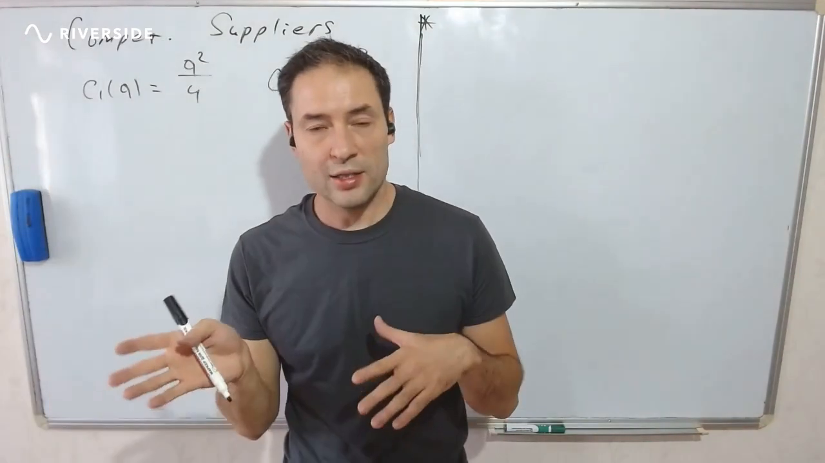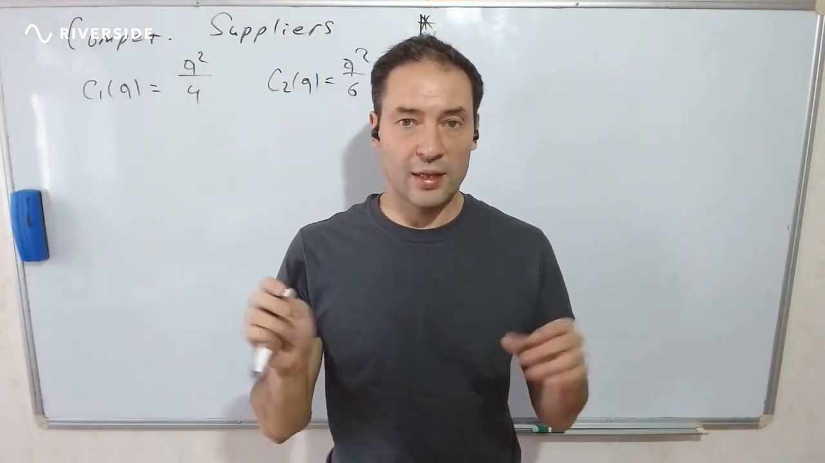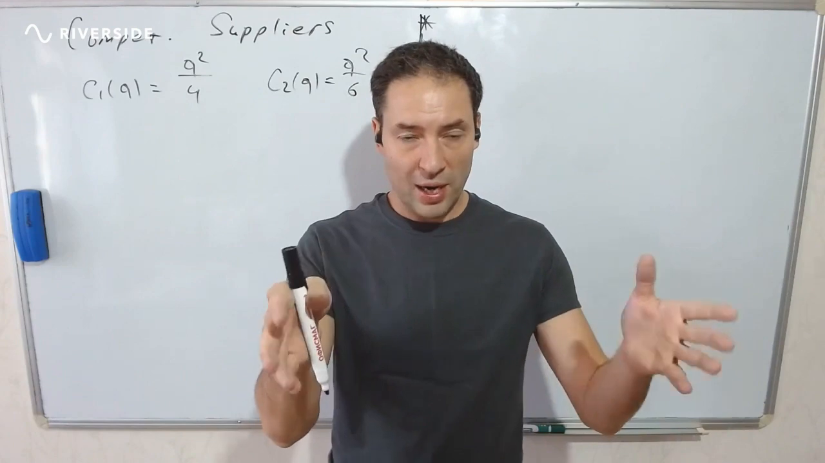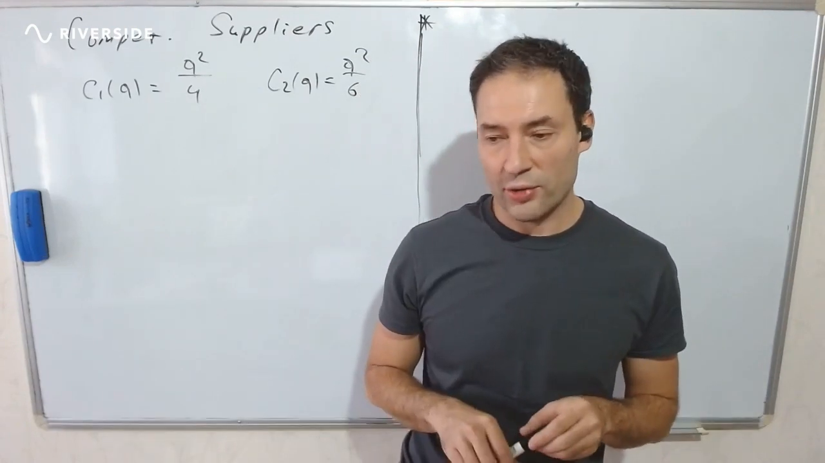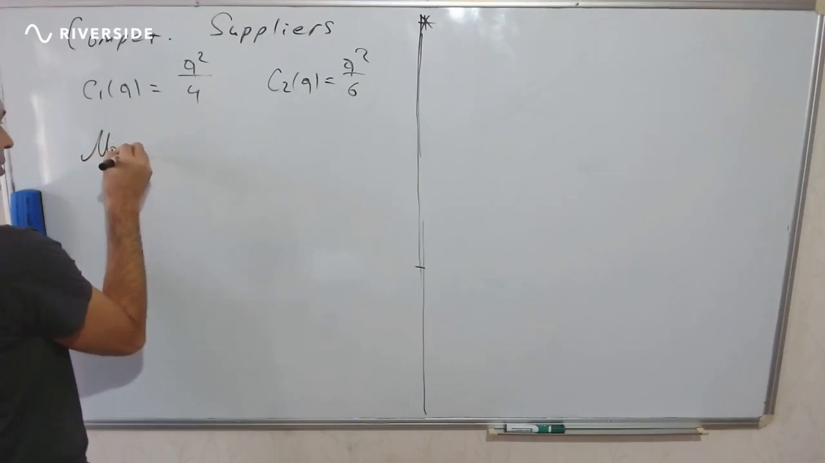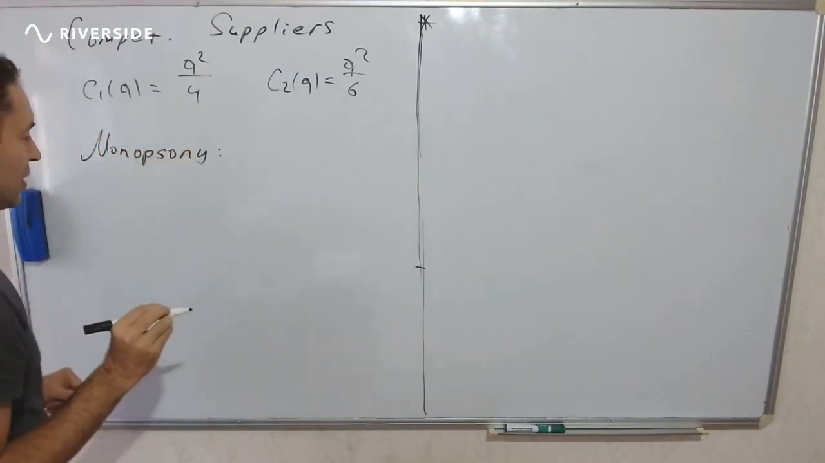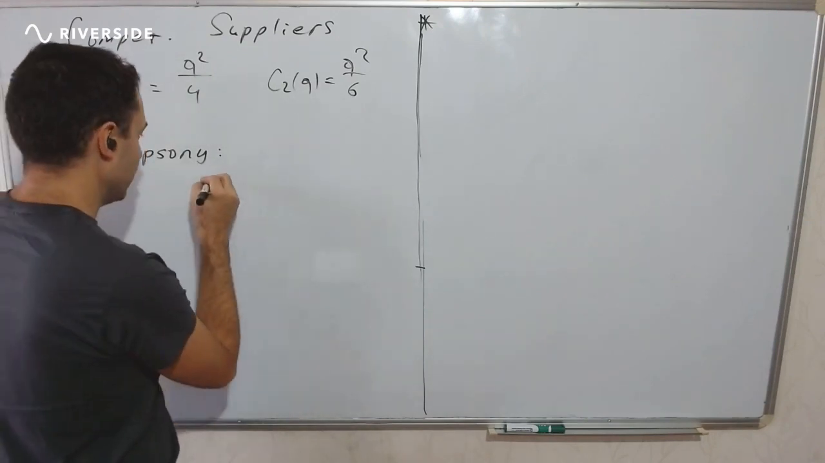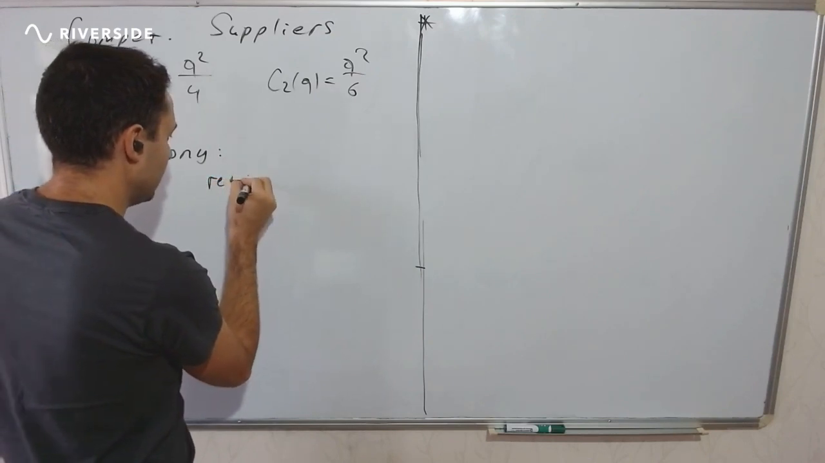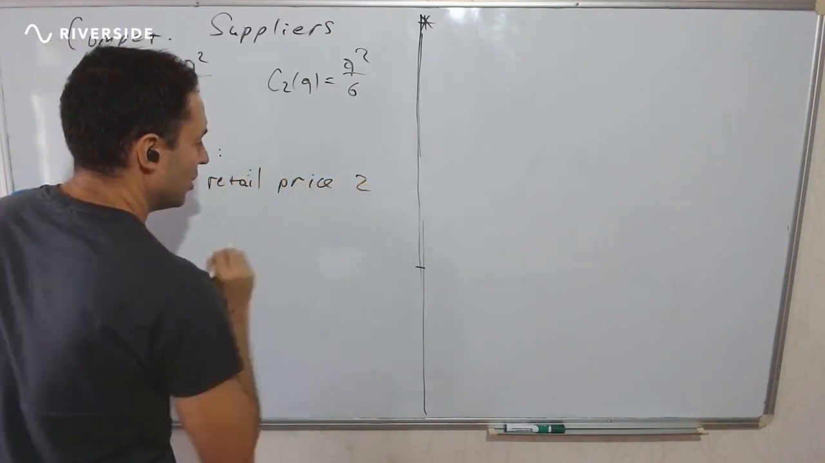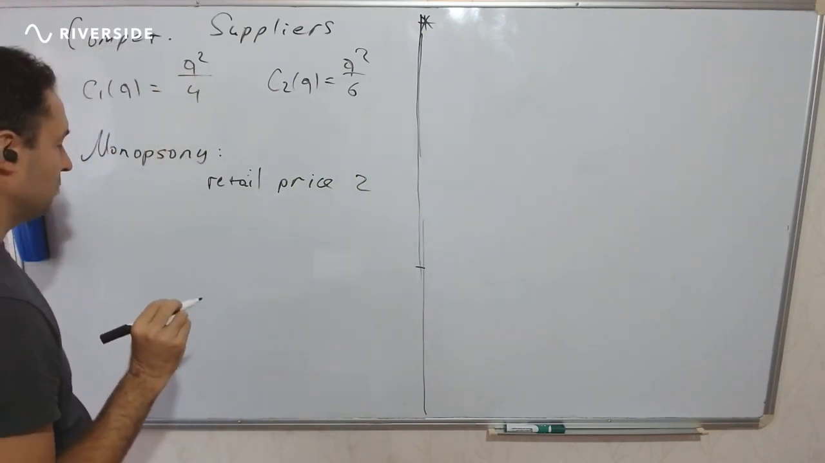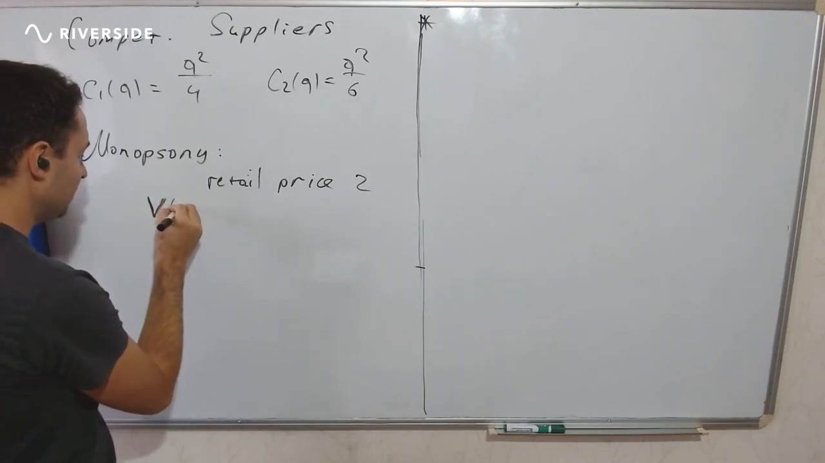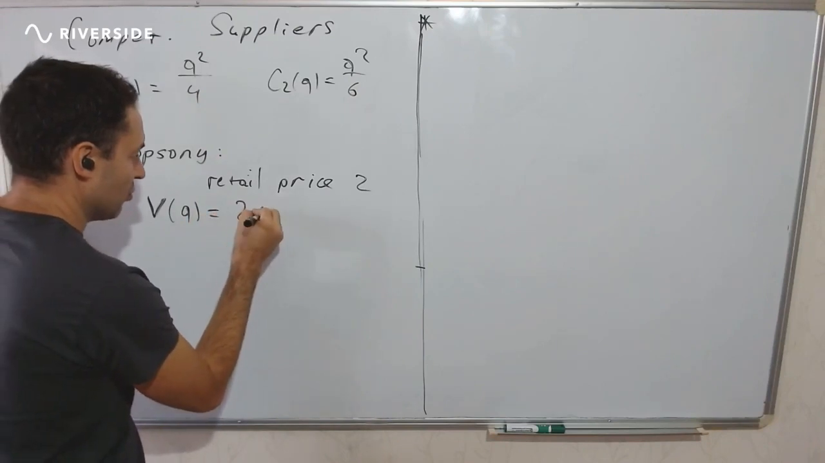And we can think about the suppliers as firms, let's say, producing some homogeneous good like electricity. And these firms will be selling their electricity to a monopsony that buys electricity from them and resells it on the retail market. So we'll have a monopsony. And for the monopsony, the one thing we will be given is the retail price of electricity. So a retail price of 2, which means that the value function of the monopsony is given by 2 times Q.